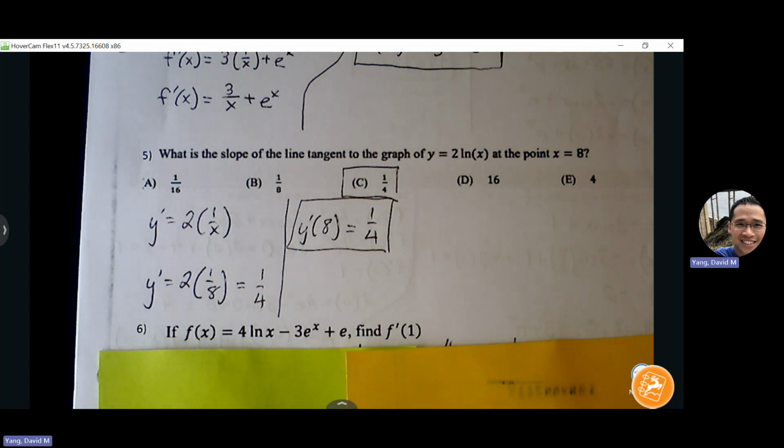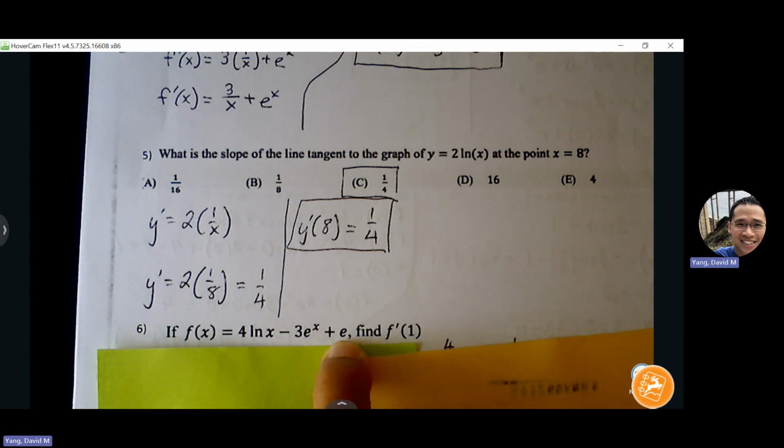Okay, any questions with 5? All right, number 6, same idea. Find the derivative of each term. And then once you have the derivative, plug 1 into the remaining derivative function.